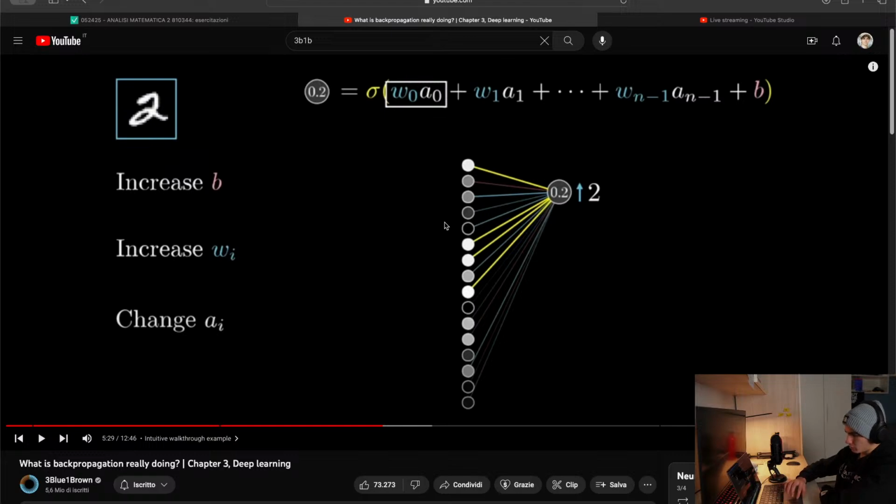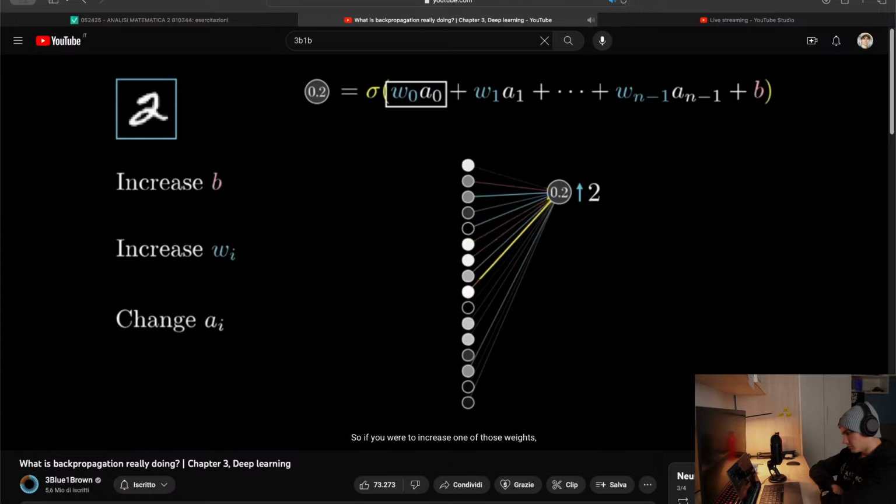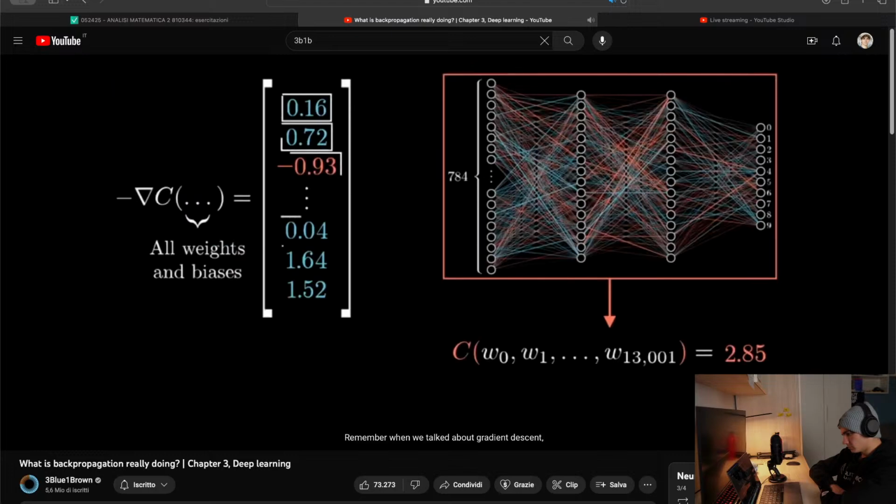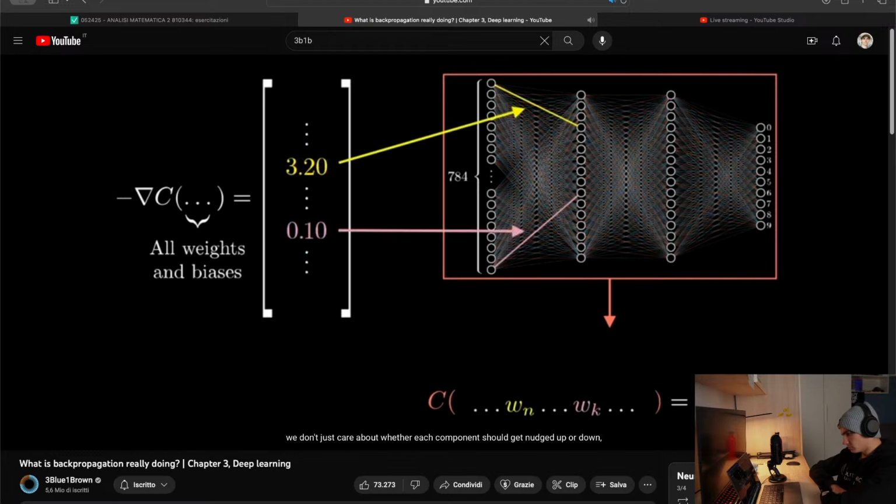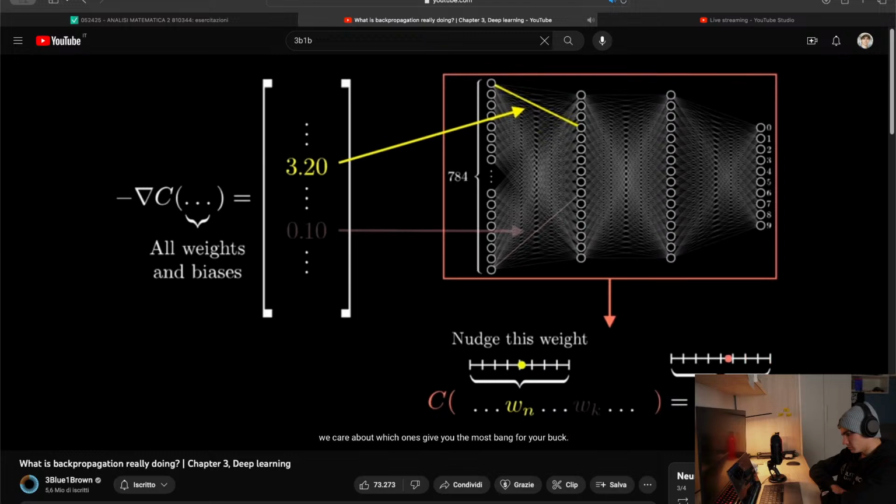What has more impact? The neurons that were previously more activated have more impact, because in this multiplication the value is larger. So if you were to increase one of those weights, it actually has a stronger influence on the ultimate cost function than increasing the weights of connections with dimmer neurons, at least as far as this one training example is concerned. Remember, when we talk about gradient descent, we don't just care about whether each component should get nudged up or down, we care about which ones give you the most bang for your buck.